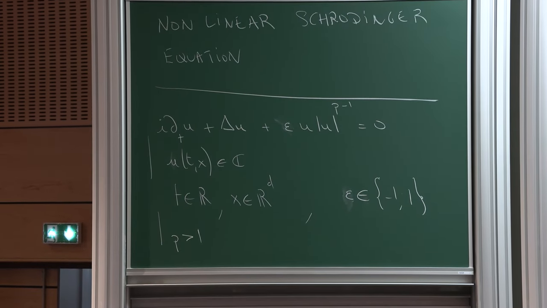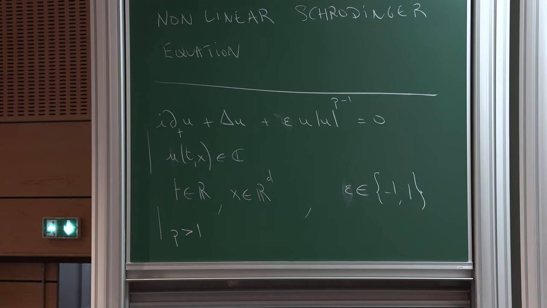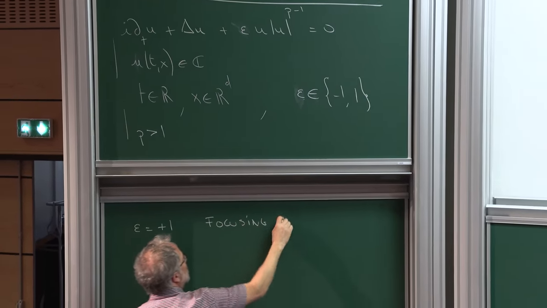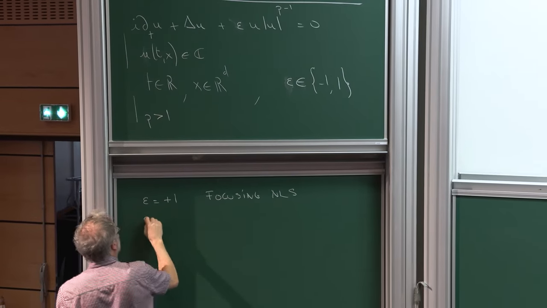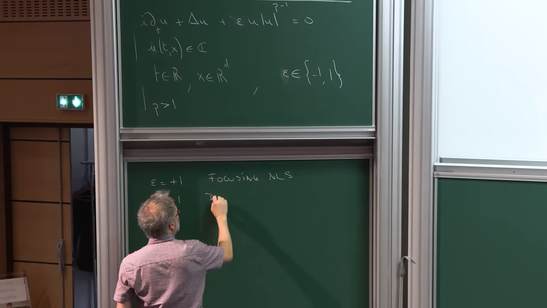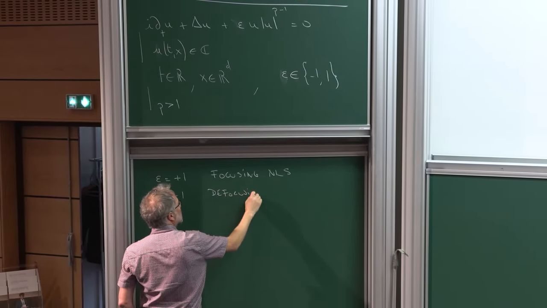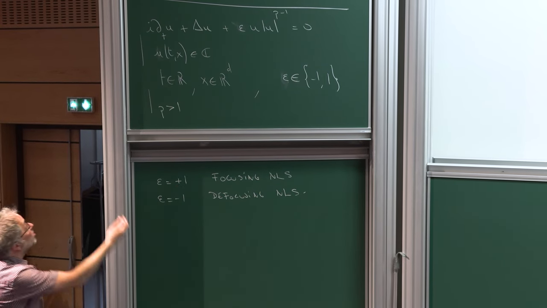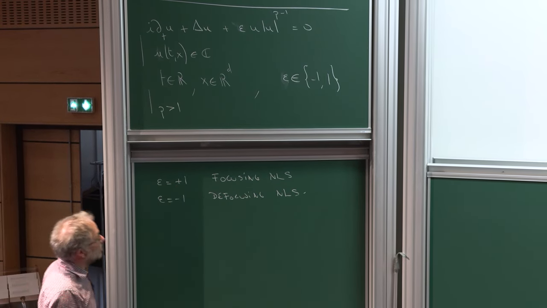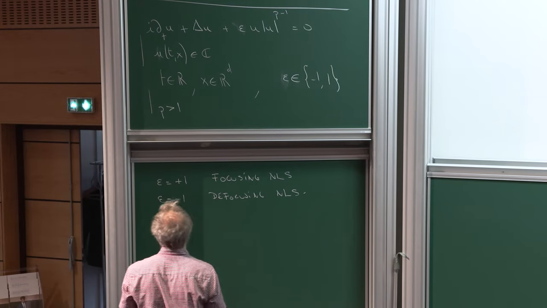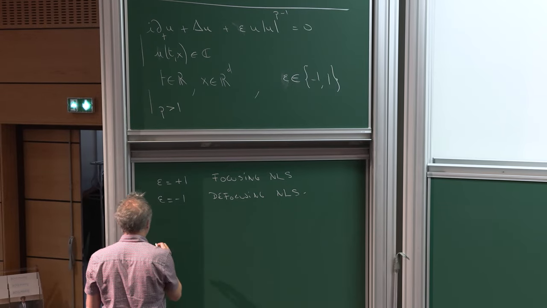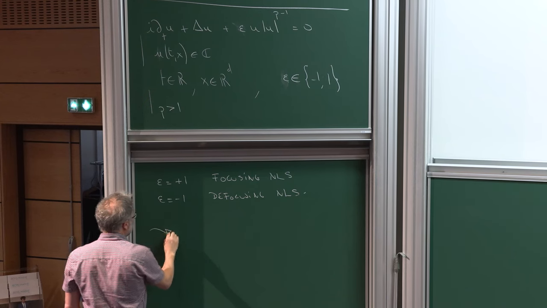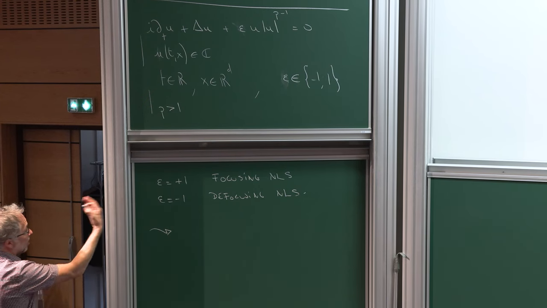And of course, there are two problems. If epsilon is plus 1, this is the focusing problem. This is focusing NLS. And if epsilon is minus 1, this is defocusing NLS. Okay, and of course, what we want to do, we want to describe solutions to this thing. We want to understand what solutions do.